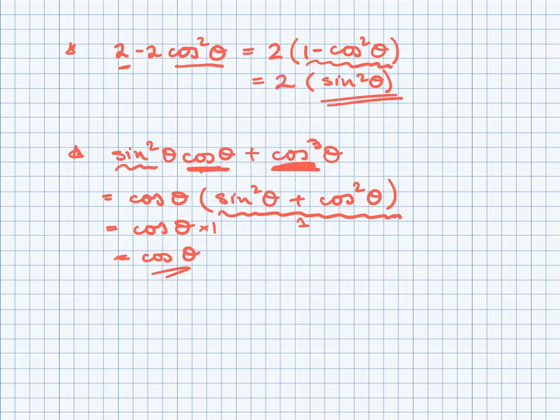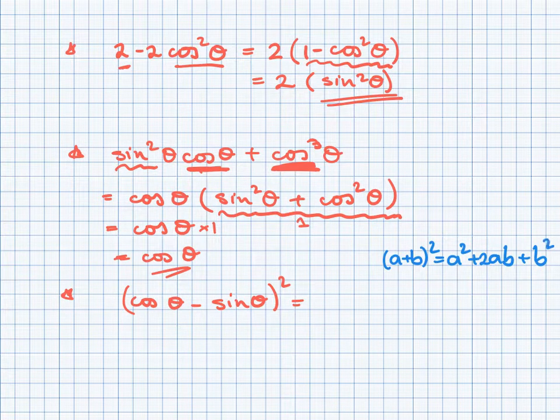Now, sometimes we have to expand, so let's have a look at this one here: cos theta take away sine theta, and then everything to the power of 2. You have seen a perfect square before, so we're going to use the same rule. I'm just going to put here on this side, let me use blue. The perfect square: a plus b to the power of 2 is a to the power of 2 plus 2ab plus b to the power of 2.